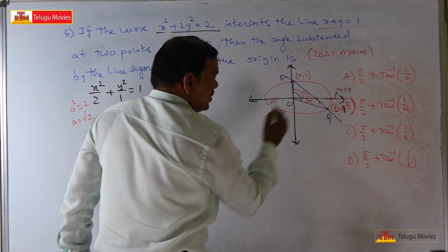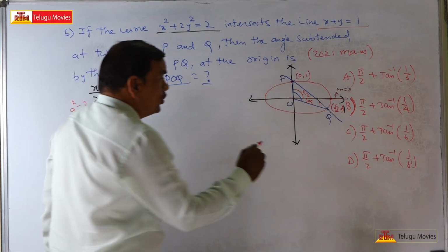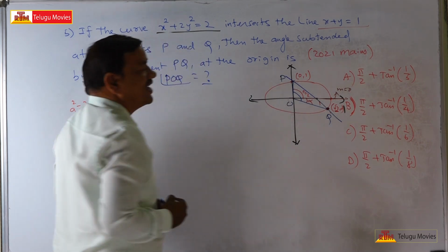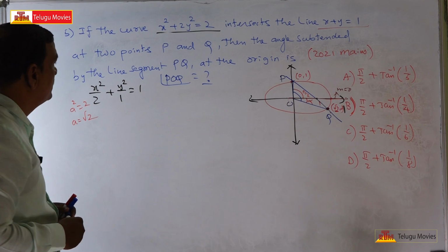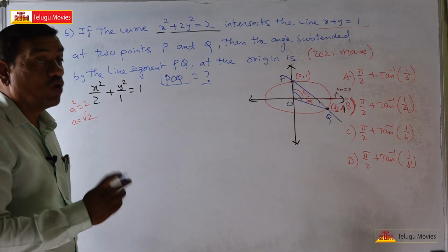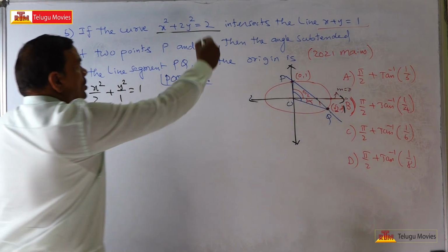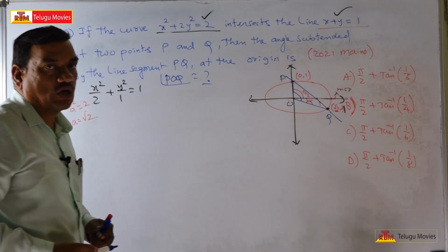So if you want to find out the slope of OQ, you have to find out the point Q. Q is nothing but the point of intersection of the ellipse and the straight line. If you solve that, the problem is over. Okay, now I am going to find out the coordinates of the point Q. If you solve the ellipse equation and the straight line equation, you will get the coordinates of Q.